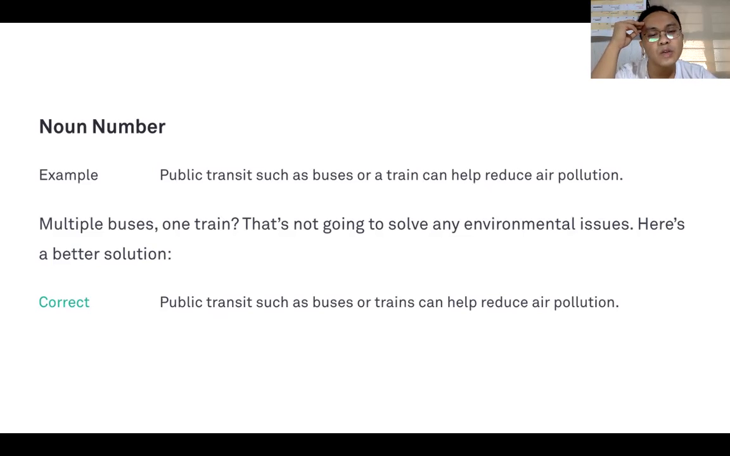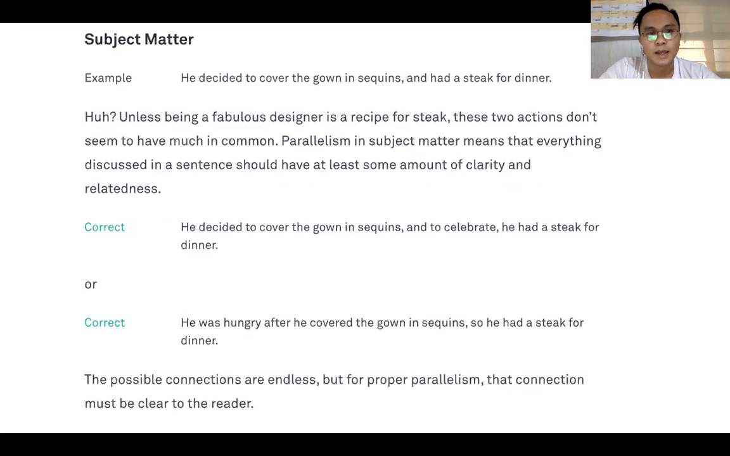So ang pwede nating solution dyan, public transit such as buses or trains can help reduce air pollution. Since unang-una, to balance yung buses as plural, we just simply add s to train para maging plural din siya. Kasi it's awkward to hear na public transit such as bus or train kasi we're talking about a solution. So it's better to put it in a plural form.